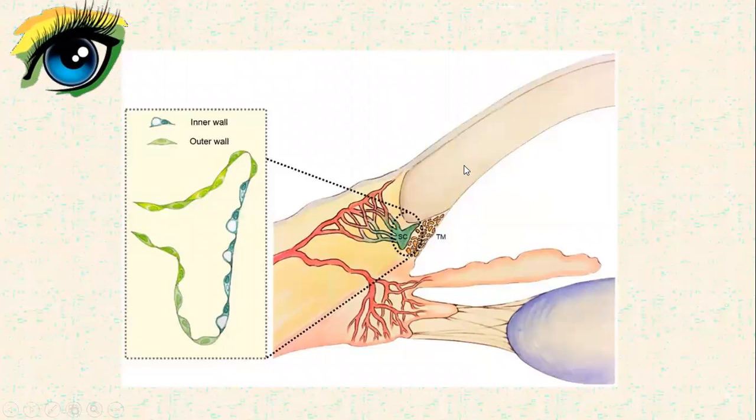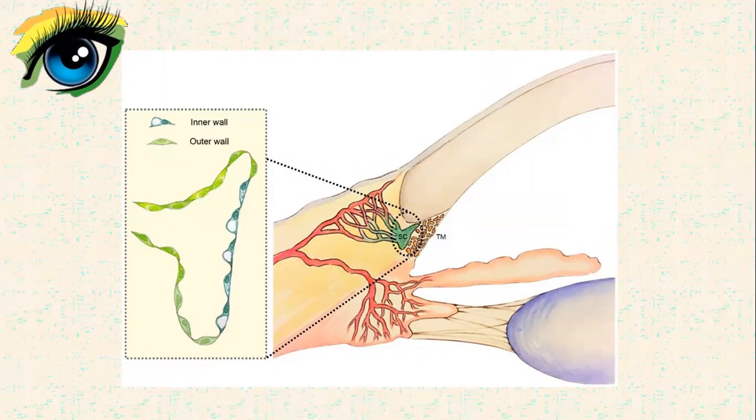Here we can see a bigger picture. This is the canal of Schlemm, SC is written over there. It's a clear picture. Under the electron microscope, this is the inner wall and this is the outer wall. The outer wall is more compact than the inner wall. That's the difference in the anatomical structure.